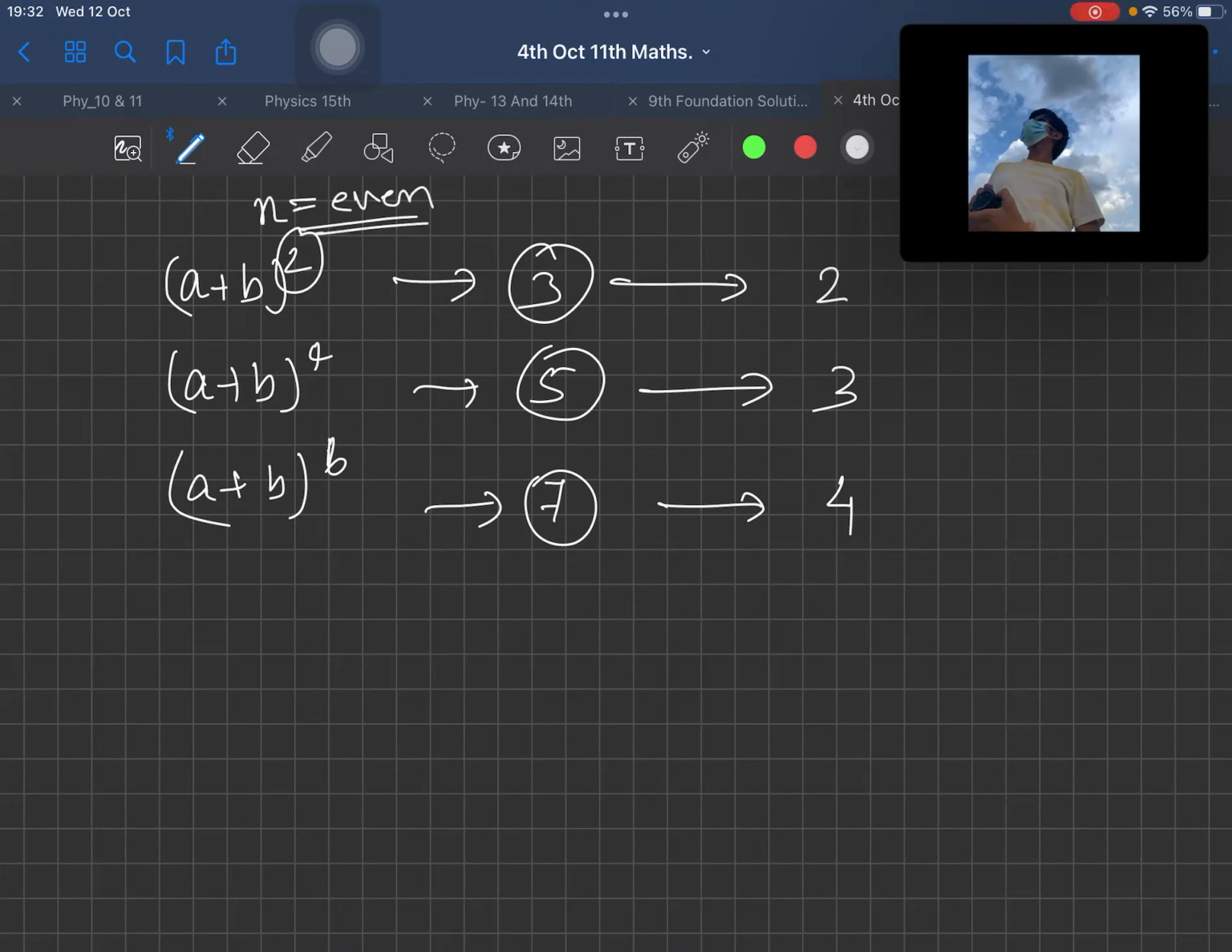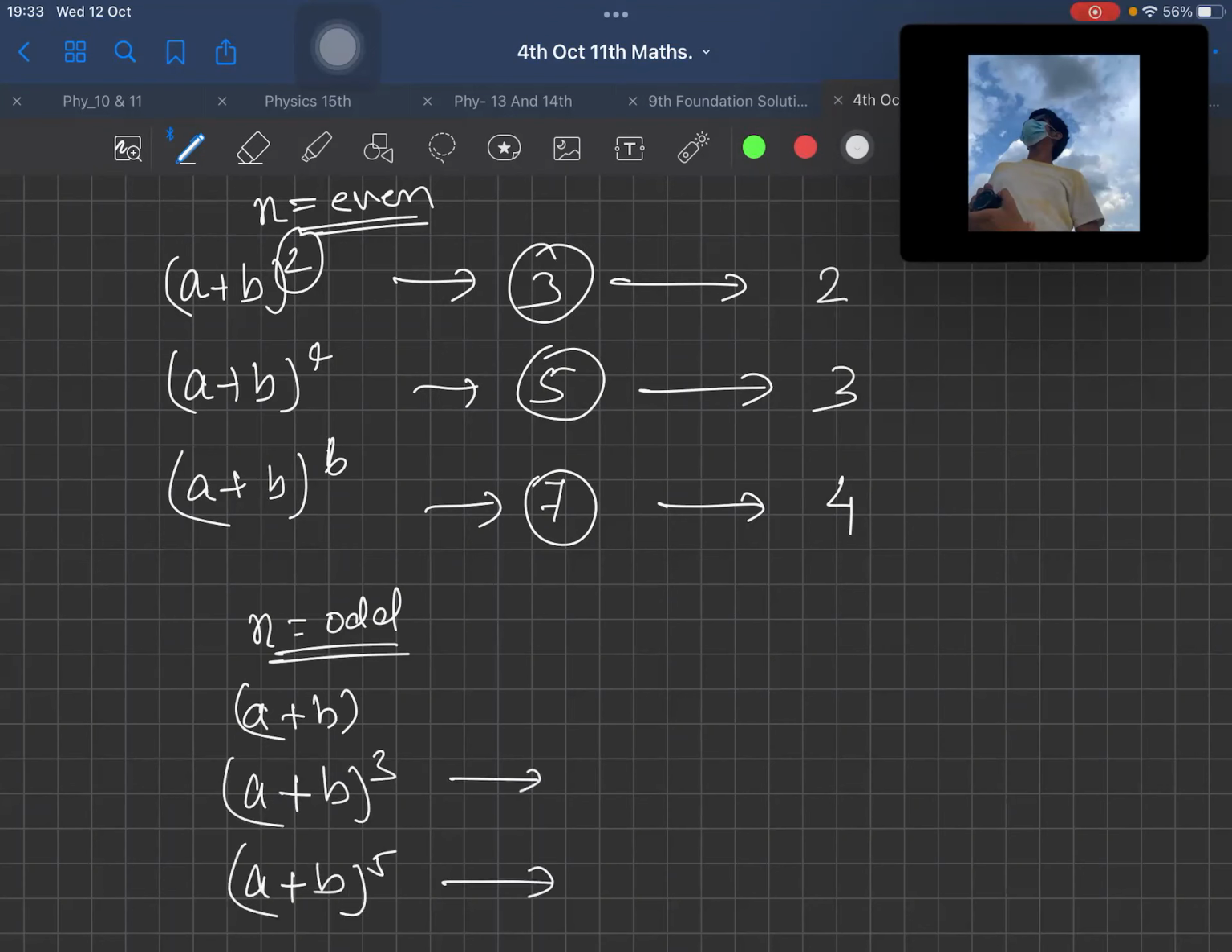So we have done it only for n equal to even. The next class we'll do n equal to odd, like a plus b, or a plus b cube, or a plus b to the power 5. That means the number of terms is how much? Here 2 terms, here 4 terms, here 6 terms. Now how do you find the middle term? 1, 2, 3, 4. With 4 boxes, these two will be the middle ones. 1, 2, 3, 4, 5, 6. These two will be the middle ones. So we'll learn how to find these in the next class.